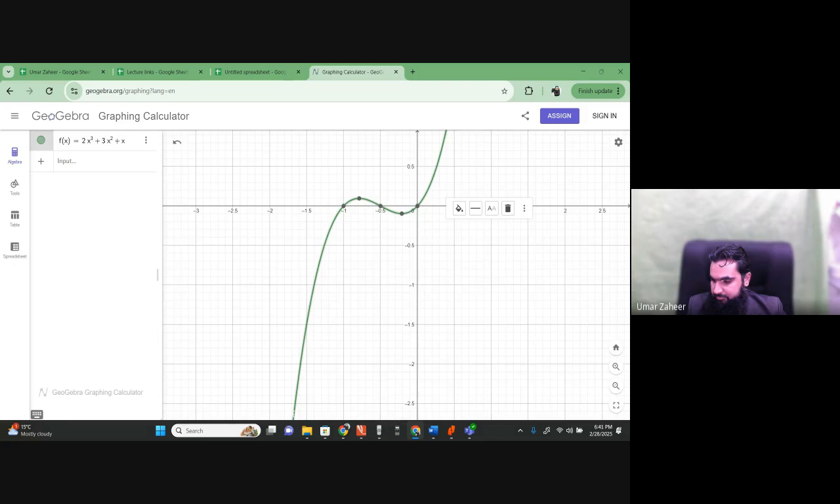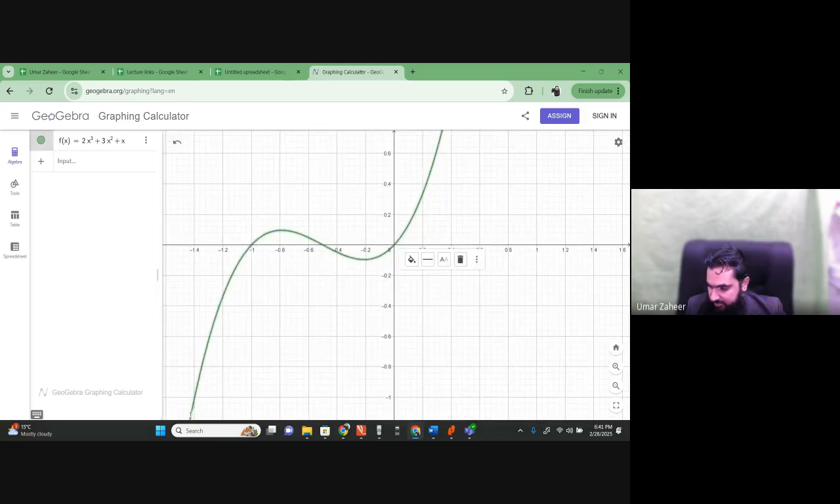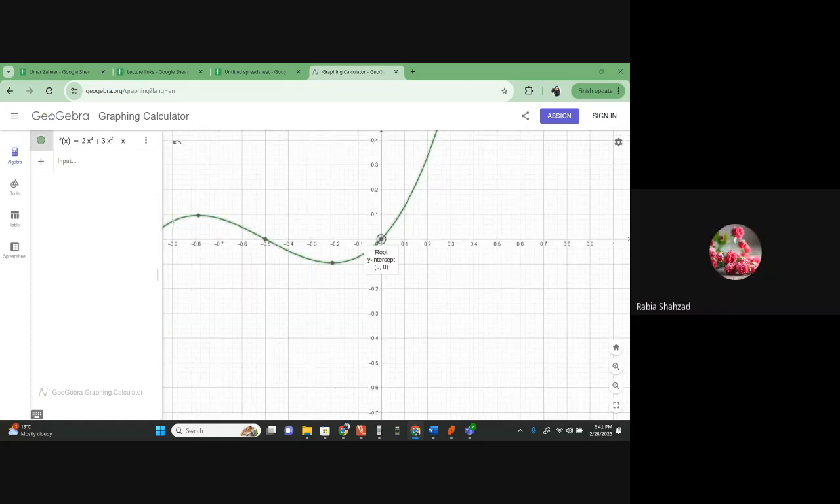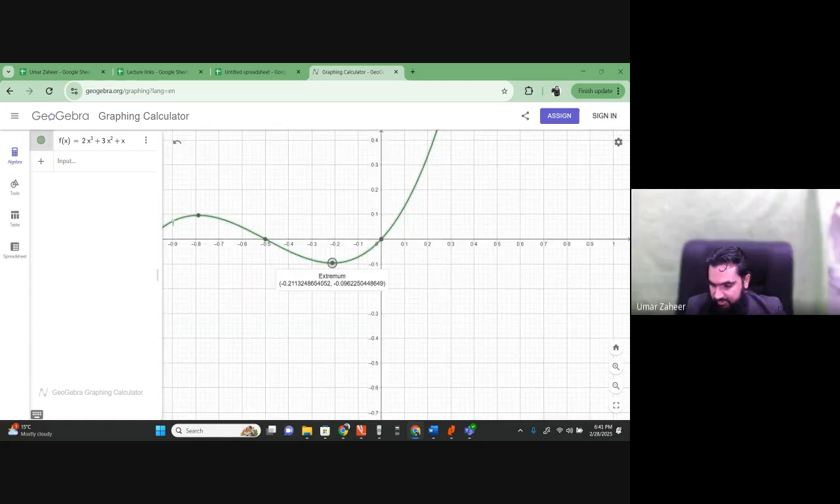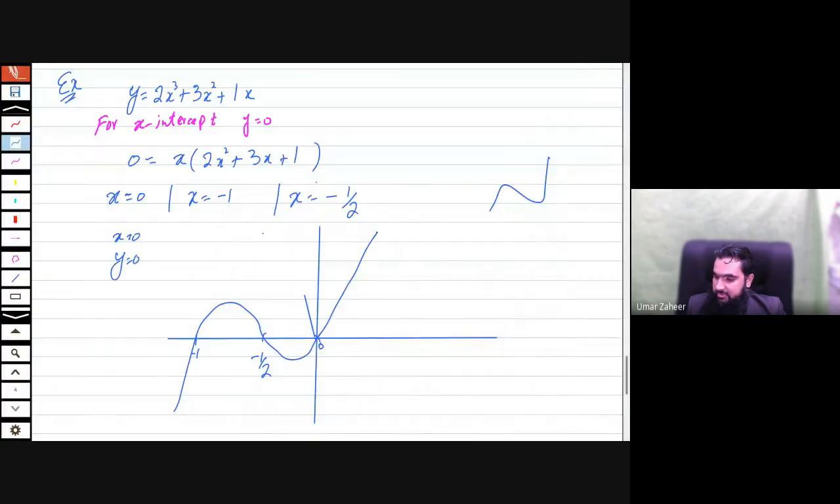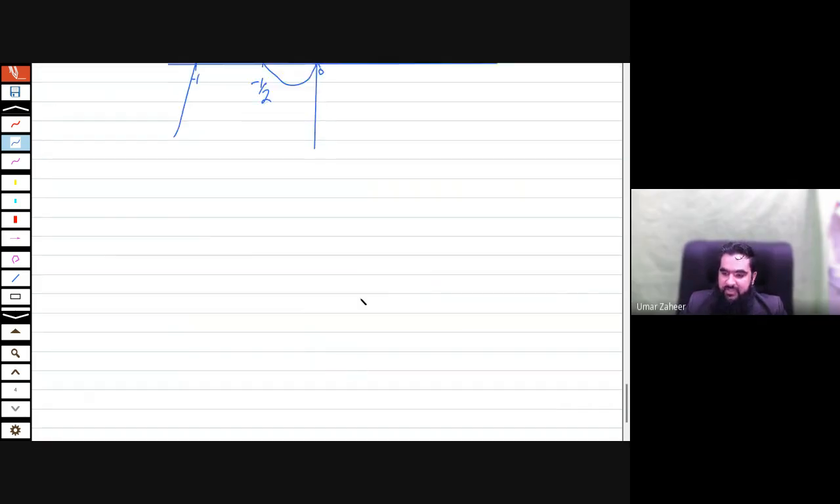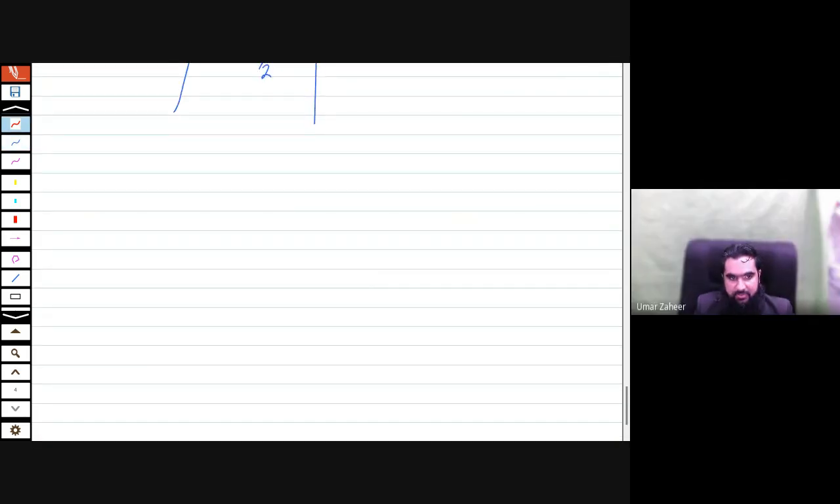Look at here. It passes through the origin. Yes, sir. We don't have to find the turning points. In this case, it's minus 0.5. Again, turning point at minus 1. Look at here to make the same shape. Yes, sir. Okay. Now the next we have is a reciprocal graph.